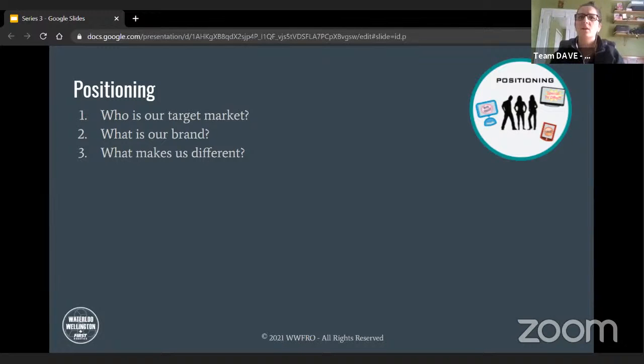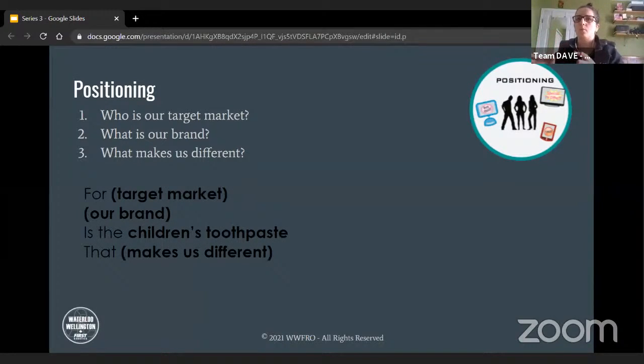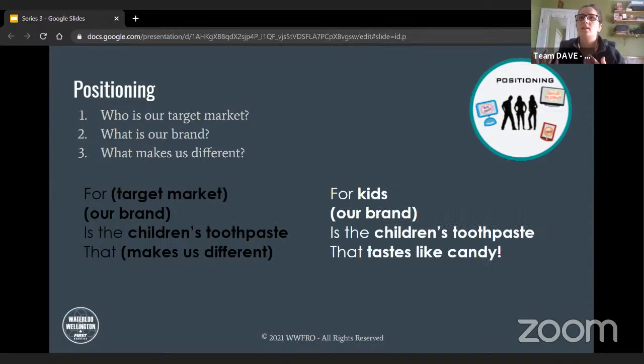For whatever target market you're going for, you want to think: your brand is the children's toothpaste that makes us different. The example would be, for kids, our brand is a children's toothpaste that tastes like candy. That's the way we want to draw kids in, and we want to position ourselves in the kids' minds and the adult minds that this is a good toothpaste for children because it tastes like candy. Positioning is probably one of the more important parts of the STP process, because in the end, it is what's going to continue to draw people to you.